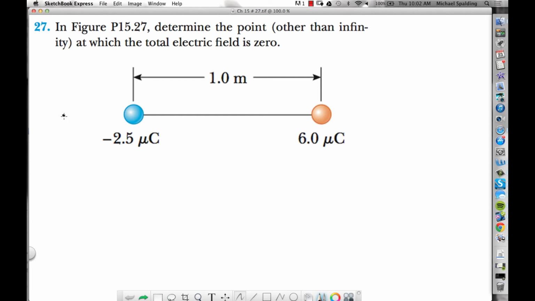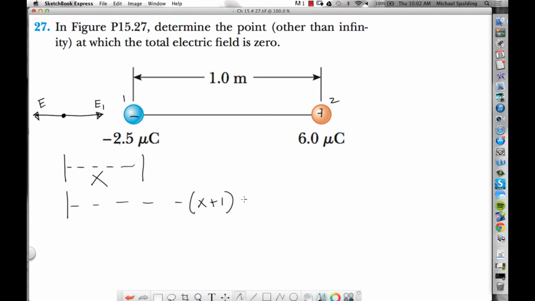Okay, so over here, which way? We'll call this guy charge 1, and this guy's charge 2. He's minus, he's plus. Which way is the electric field for charge 1? To the right, because electric fields go into the negative. Which way is the electric field for charge 2? To the left, because electric fields go out from positive. Now let's put our distances down. Let's say the distance in here is x. Then this distance will be x plus 1. Those are our distances, and we're basically solving for x.